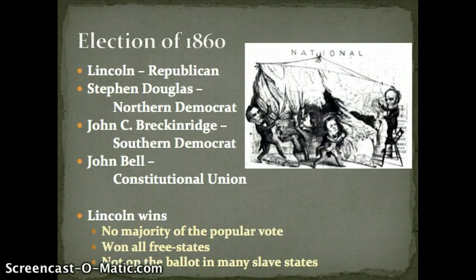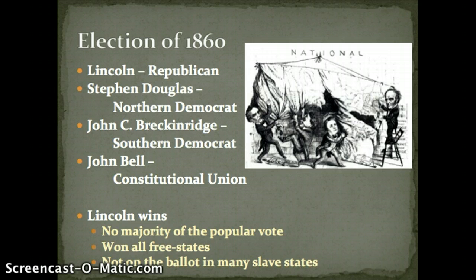The immediate cause of the Civil War was the election of 1860. In the election of 1860, there were four candidates running for president. From the North was Abraham Lincoln, a Republican. Also from the North, Stephen Douglas, a Northern Democrat. That's the same Stephen Douglas who had held a series of debates with Lincoln for the Illinois Senate seat in 1858. John C. Breckinridge was a Southern Democrat, and John Bell, a member of the Constitutional Union Party.